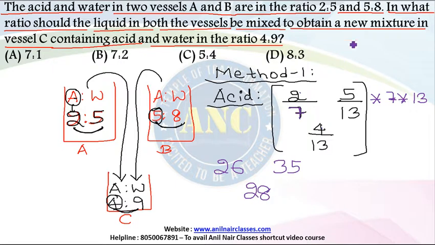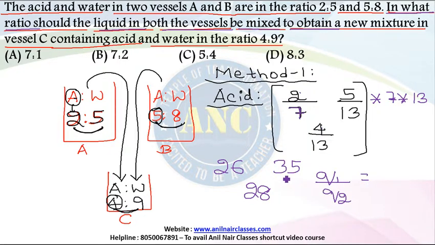That means your question is, in what ratio should the liquids in both vessels A and B be mixed to obtain a new mixture in vessel C containing acid and water in the ratio 4:9? That means in what ratio they should be mixed. Q1 by Q2 is what they are asking you indirectly.